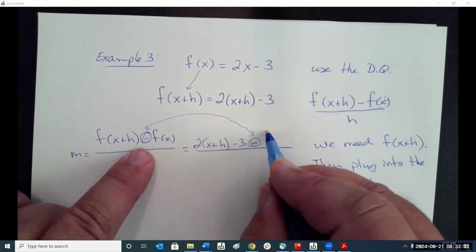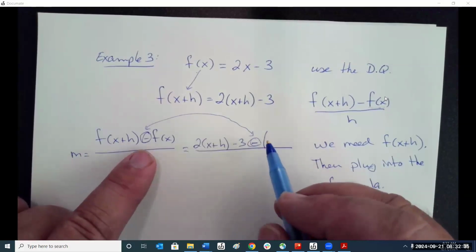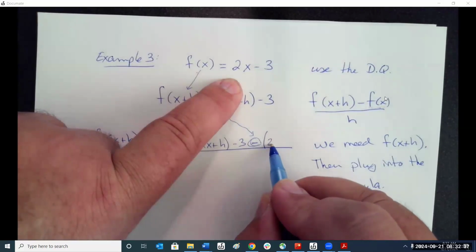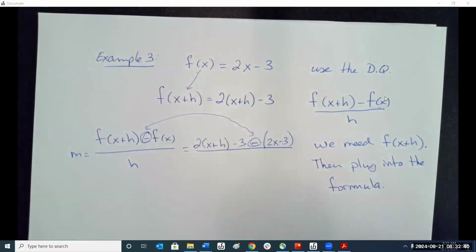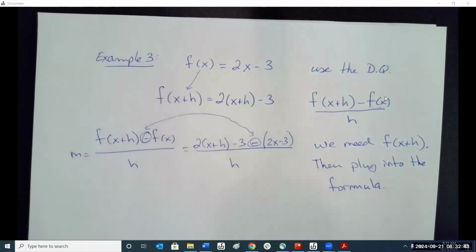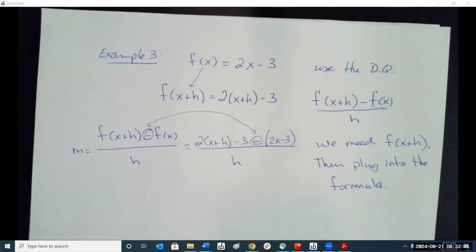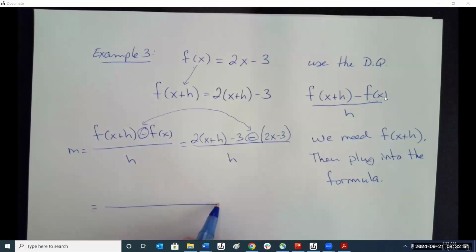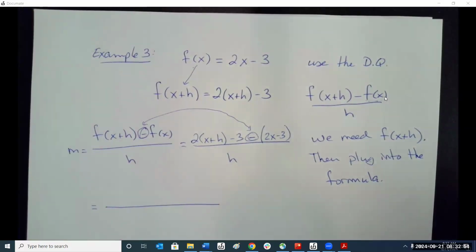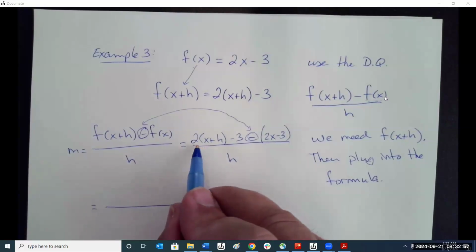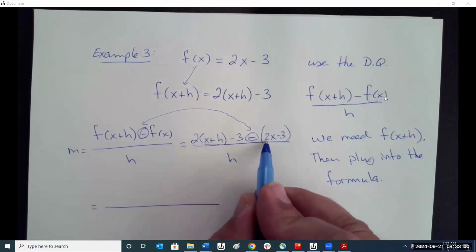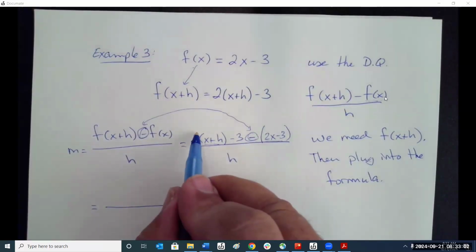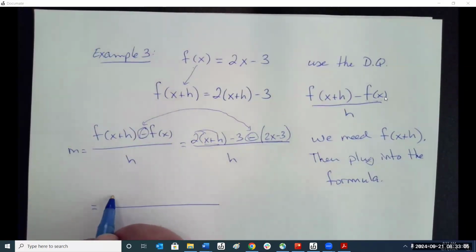Now, since it's a minus sign, whatever comes after it, I put in parentheses. What is f of x? F of x is 2x minus 3, all over h. Now I simplify. I can't do anything inside the parentheses, so I have to get rid of the parentheses. I distribute that 2 to both of those. So I have 2x plus 2h minus 3.